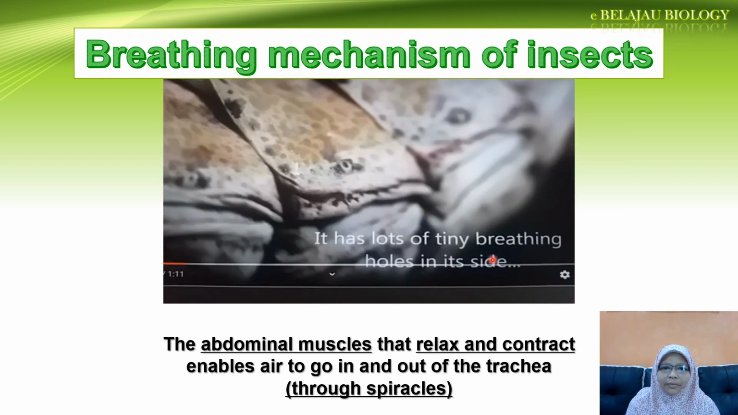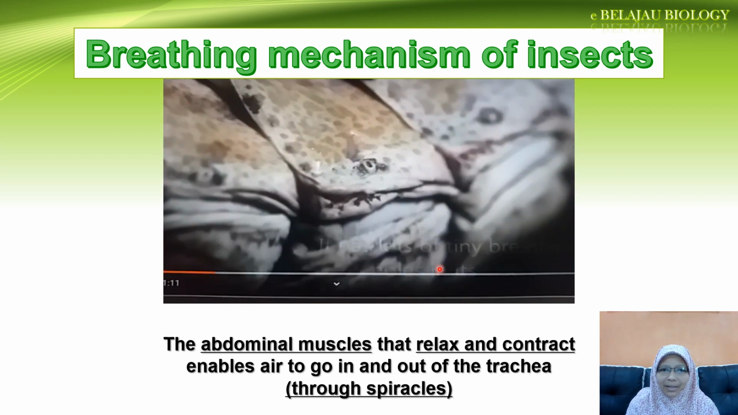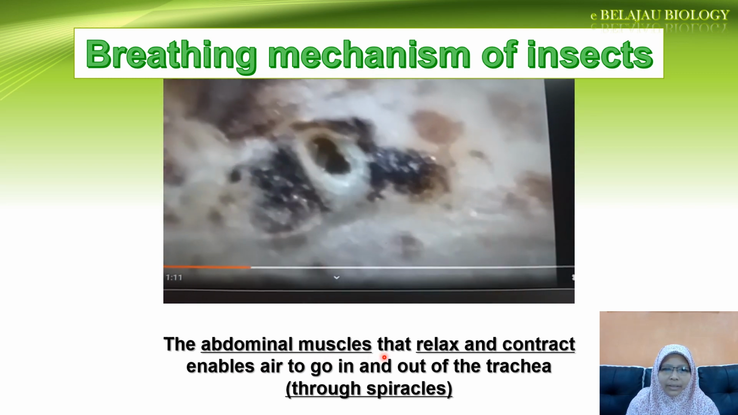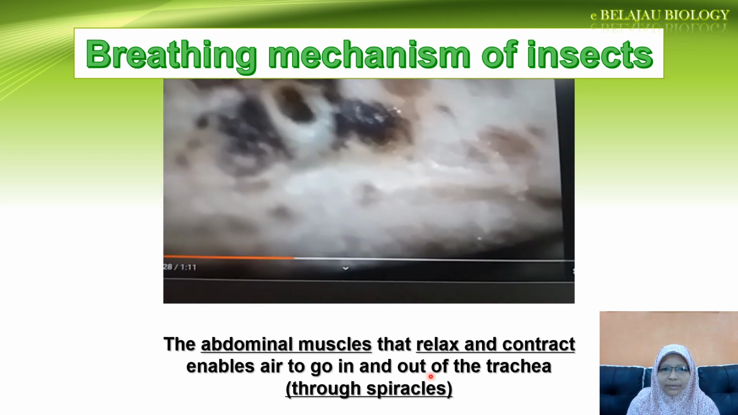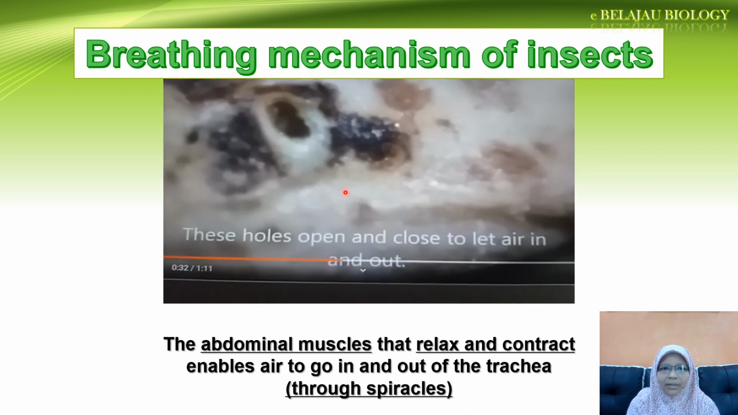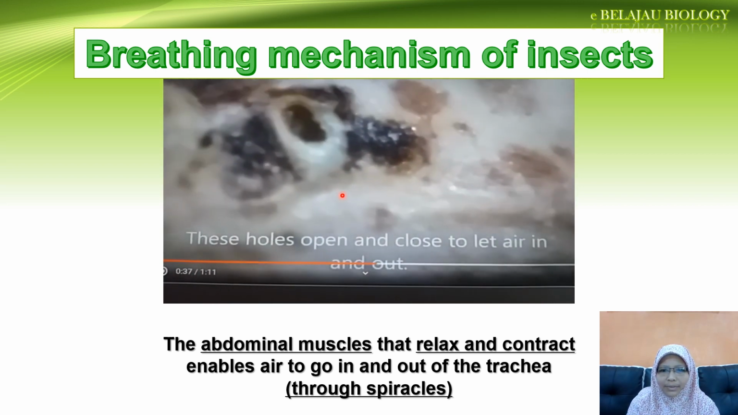It has lots of tiny breathing holes in its side at each segment. The abdominal muscles that relax and contract enables air to go in and out of the trachea through the spiracles. You see there, the spiracles? These holes open and close to let air in and out.